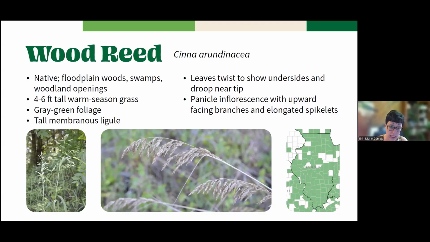We're going to have a tall membranous ligule on this grass. And this is another one that's going to twist its leaves to show the shiny undersides. It's going to produce a panicle inflorescence with upward facing branches that we can see here and more elongated spikelets. This one is just senesced and has nodded over near the end of the season, which you can also find as characteristic of this grass, with everything drooping to the side once it's finished flowering and it starts to turn more of that straw color.